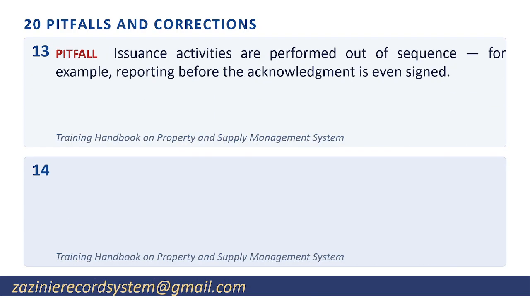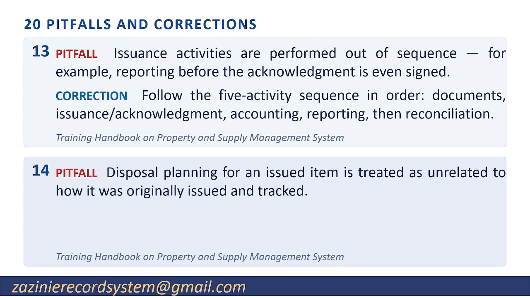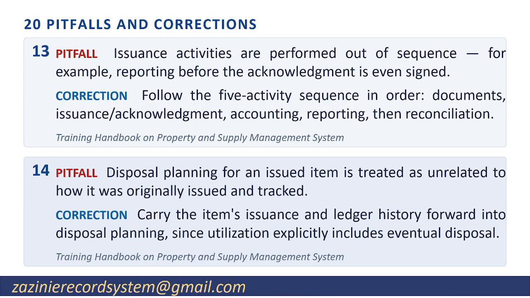20 pitfalls and corrections. Number 13. Pitfall: issuance activities are performed out of sequence. For example, reporting before the acknowledgement is even signed. Correction: follow the 5-activity sequence in order: documents, issuance or acknowledgement, accounting, reporting, then reconciliation. Number 14. Pitfall: disposal planning for an issued item is treated as unrelated to how it was originally issued and tracked. Correction: carry the item's issuance and ledger history forward into disposal planning, since utilization explicitly includes eventual disposal. Next slide.